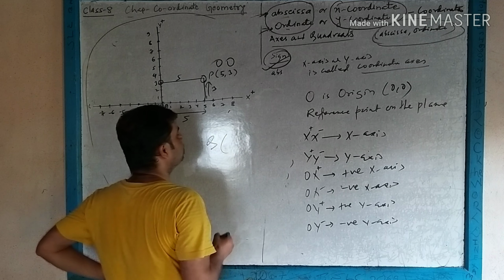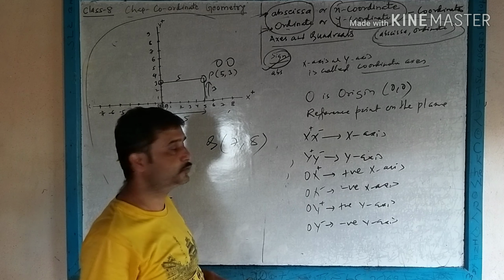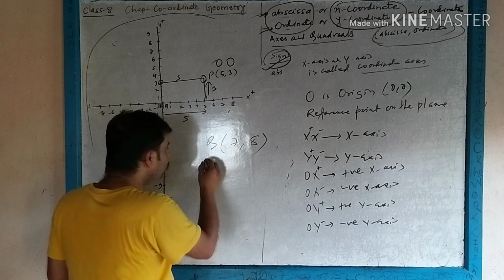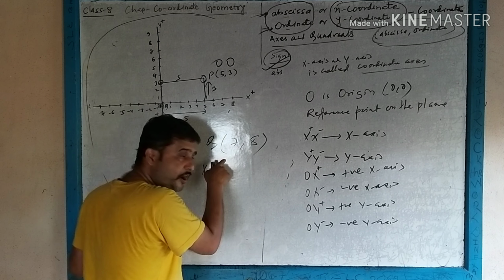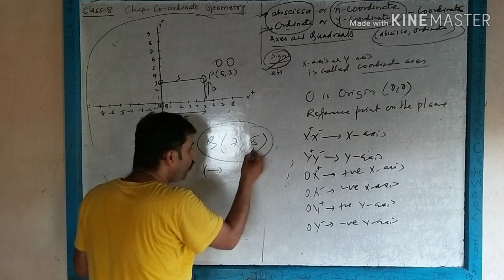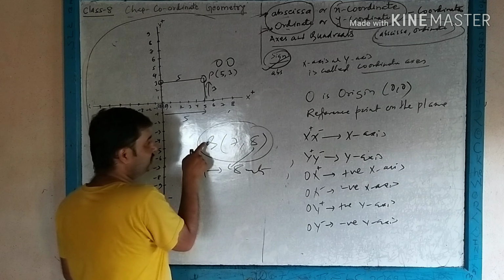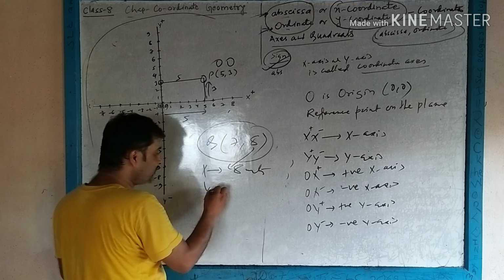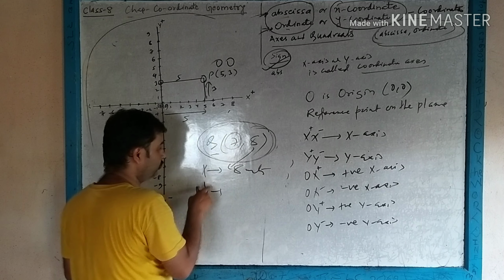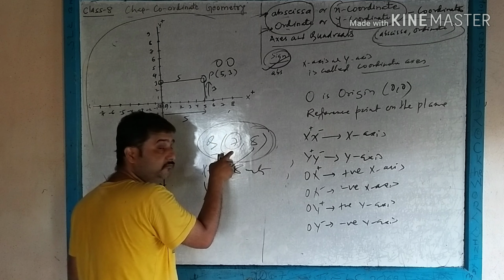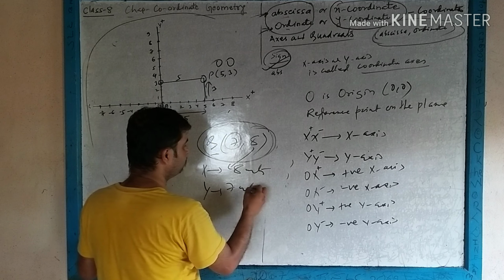Suppose for the next example I take (7, 8). What is the distance of the point Q from the x-axis? It is the ordinate, 8 units. What is the distance of the point Q from the y-axis? It is the abscissa, 7 units. These are our answers.